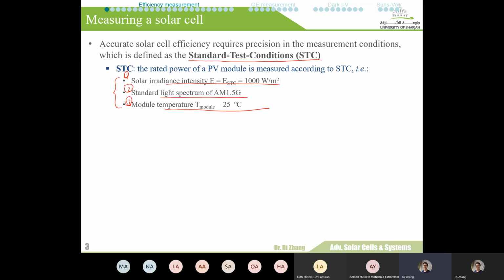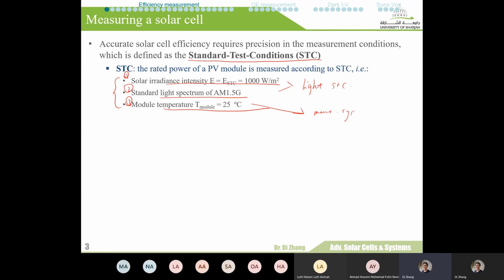So the first 2 requirements are specifically related to the light source, while the temperature requirement is related basically to your measurement system, to how we can achieve a constant 25 Celsius in the measurement system.